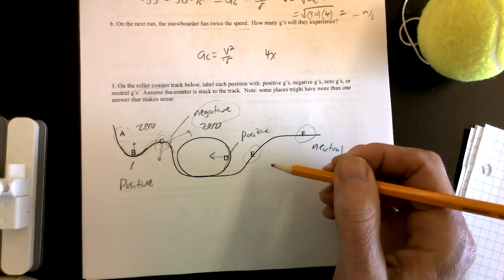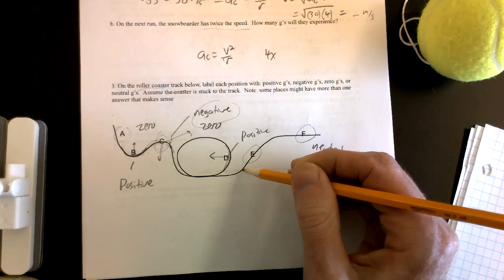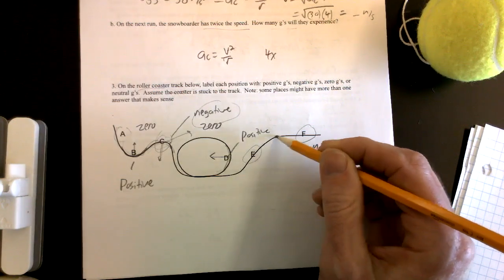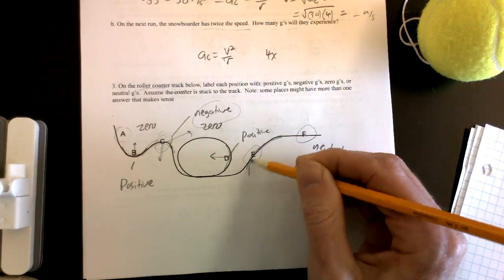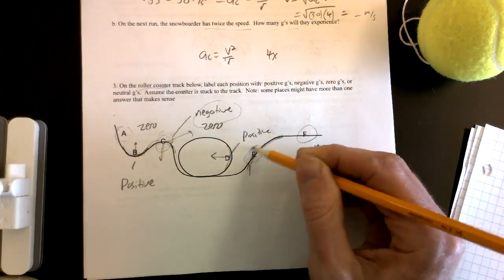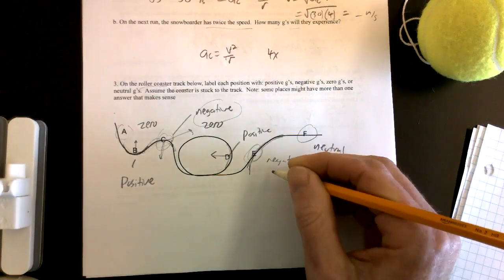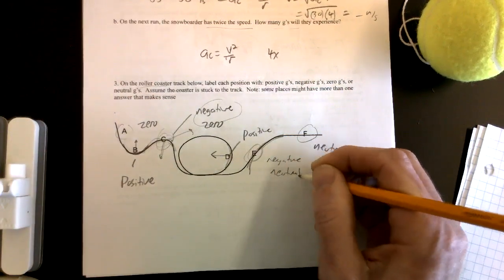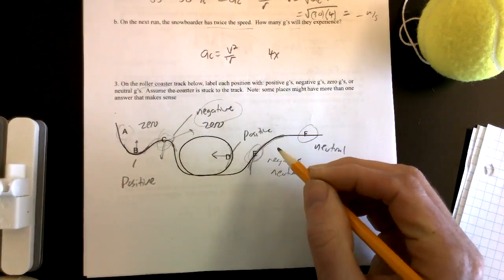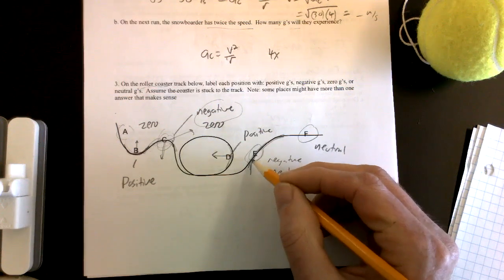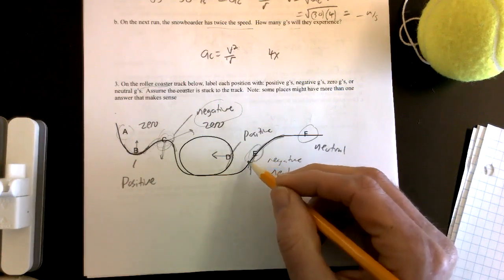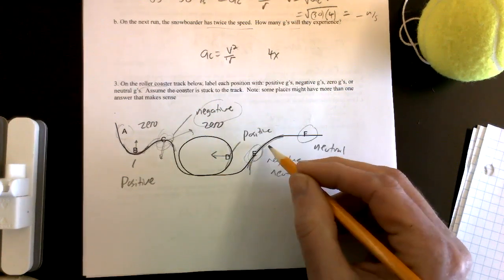And then this one right here, it's a little hard to tell what I was doing in the drawing, but I meant for it to be a little bit of a circle going this direction. So this could potentially be negative. It could also potentially be neutral if you're cruising along at a regular speed, not going too fast or too slow. So negative, neutral, you could theoretically maybe be 0 g's at this spot as well.